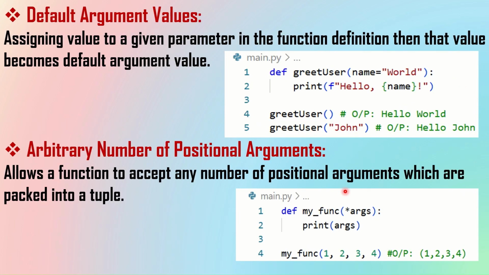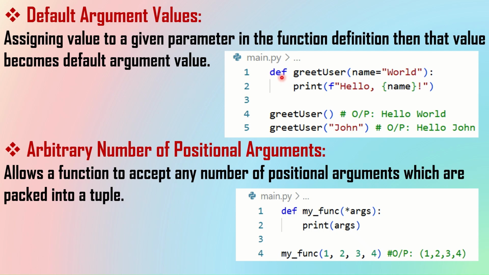Now let's see the default argument values. Default arguments are also nothing but arguments, but they have a default value. In this, we assign the value to a given parameter in the function definition, so that value becomes the default argument value. Suppose the user doesn't want to pass a value while making a function call to the function definition; we can simply define a value for the parameter in the function definition itself. That parameter we can make use of inside the function definition.